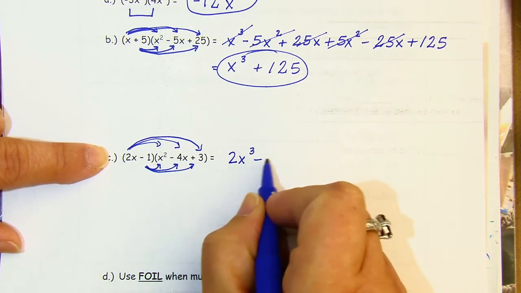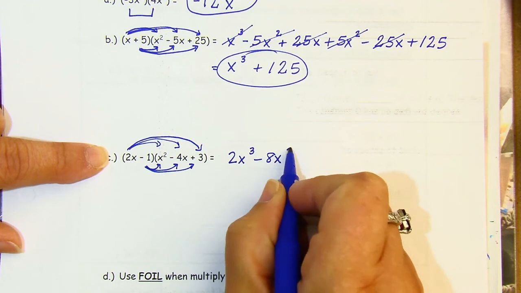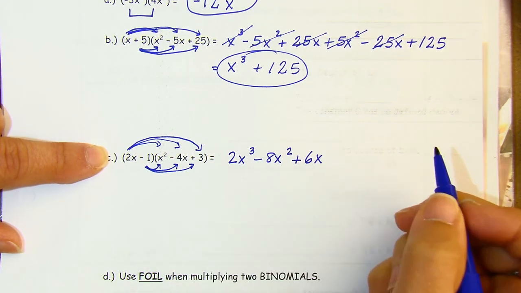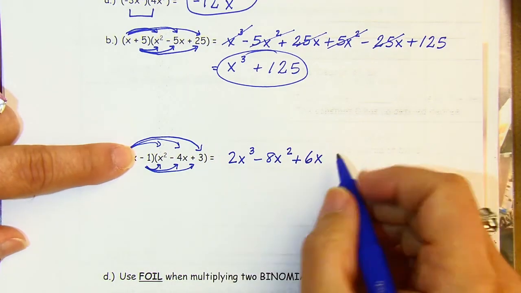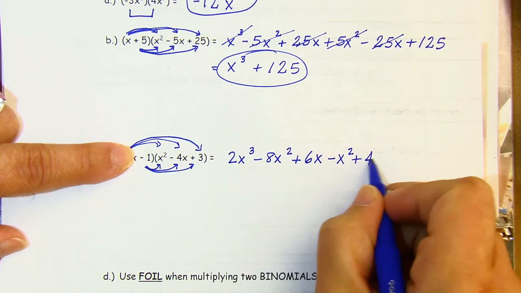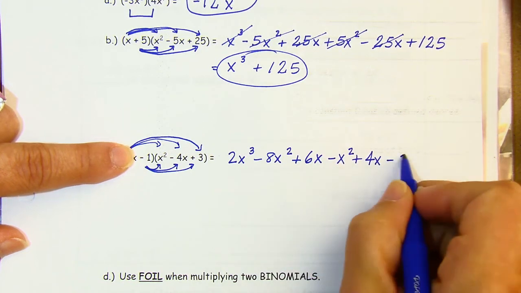4 times 2 is 8. It's negative. X to the power of 2. 3 times 2 is 6. They're both positive, and I need an x. Now I'm going to distribute a negative 1, so that becomes negative x squared plus 4x, and then subtract 3.